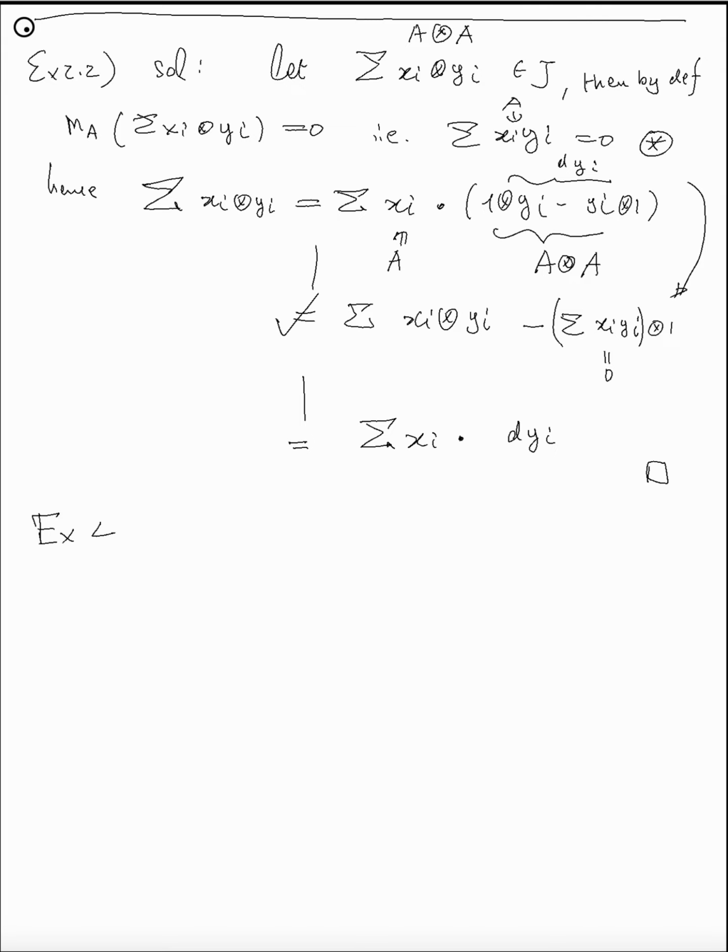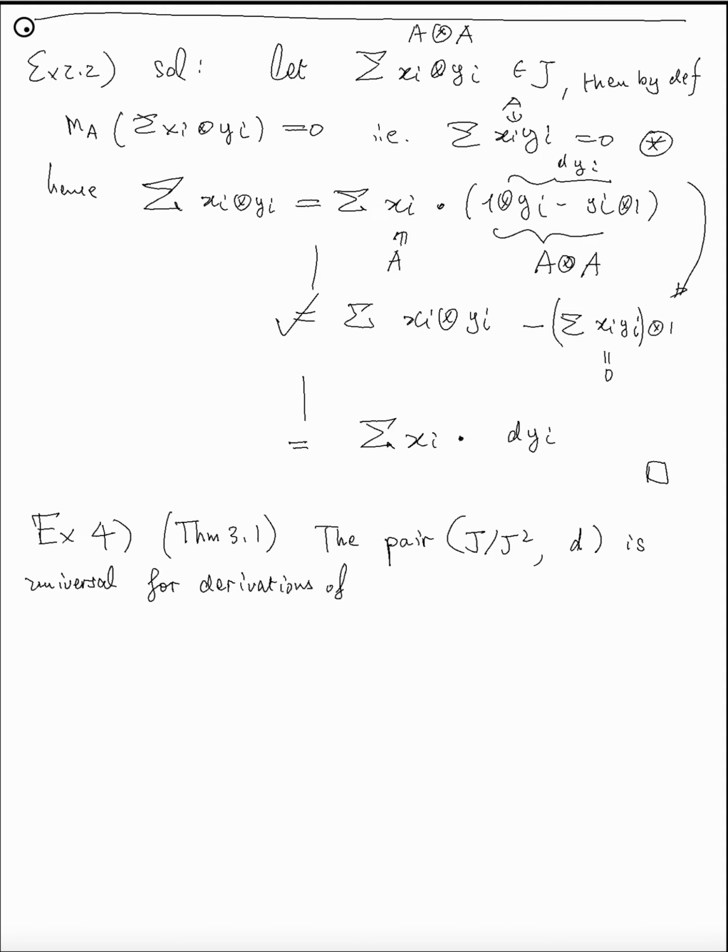So exercise 4. This is a theorem. In Serge Lang's book, this is theorem 3.1. The pair J over J squared, D is universal for derivation of A. So actually this is finishing the goal, which is to prove the existence.